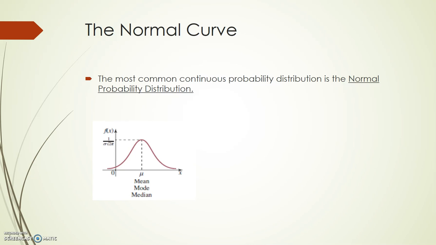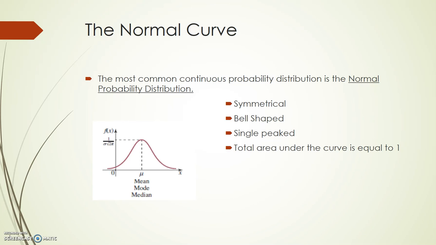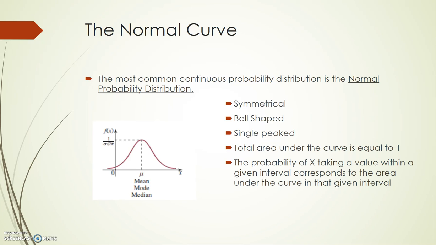The key features are that it's symmetrical, it's bell-shaped and in fact known as the bell curve. It's single-peaked, or has one maximum value. The total area under the curve is equal to 1. And like a continuous probability distribution, the probability of x taking a value within a given interval corresponds to the area under the curve in that given interval.